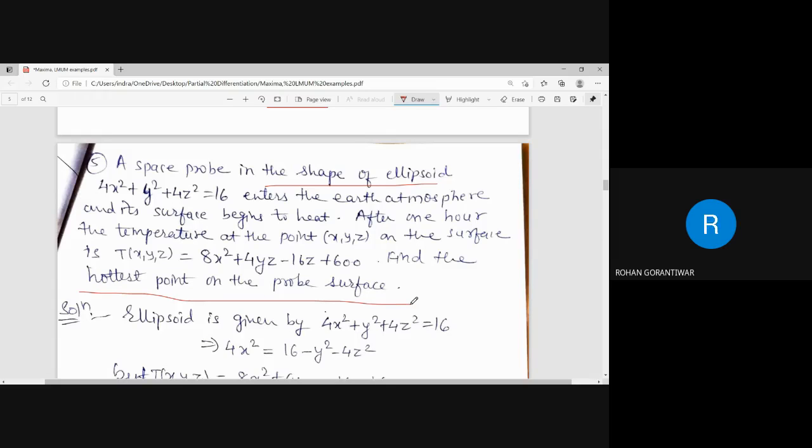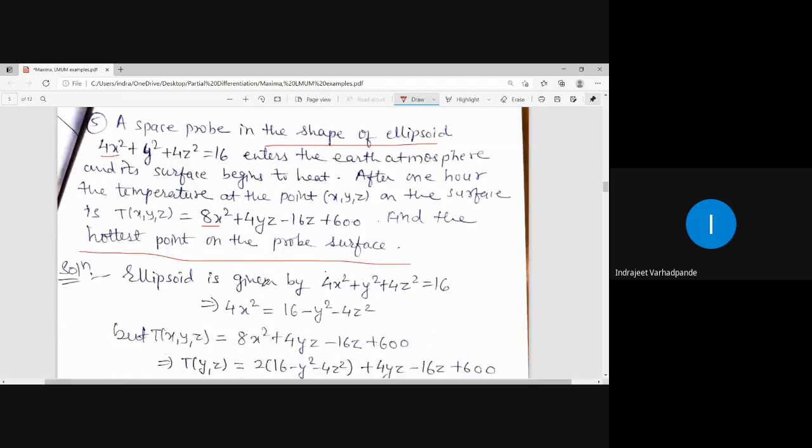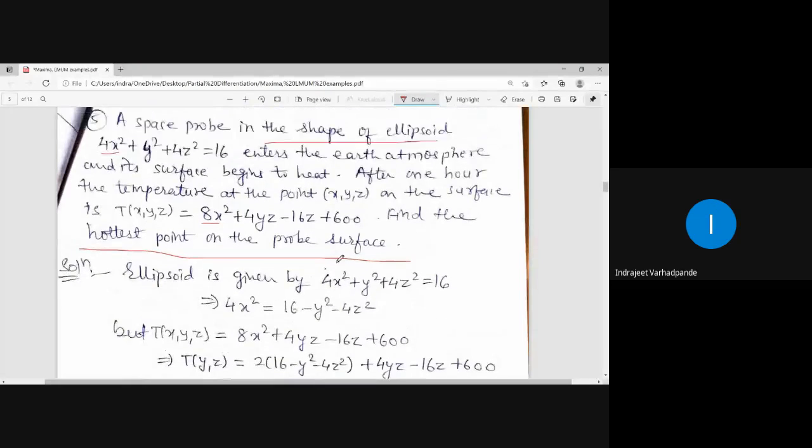Is the third variable convertible to the other two? We can easily find out the value for 4x square and substitute in place of this. So ellipsoid is given by, what is the equation for the ellipsoid? 4x square plus y square plus 4z square equal to 16. So 4x square becomes 16 minus y square minus 4z square.